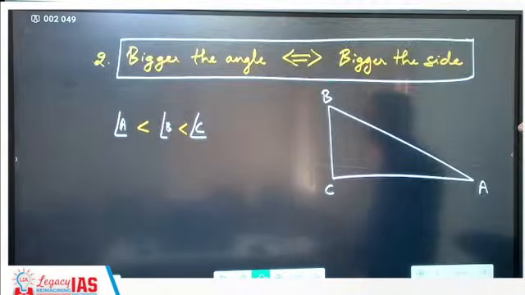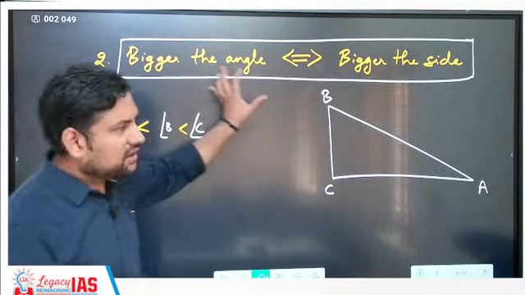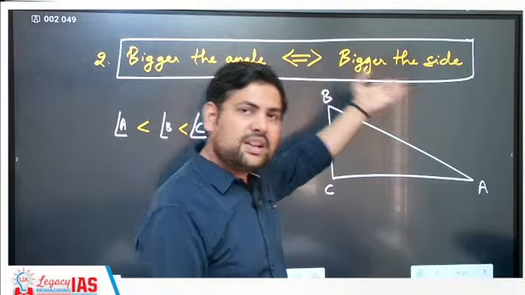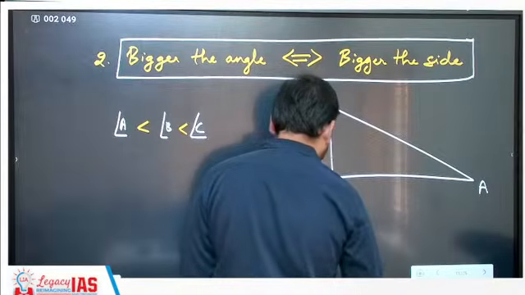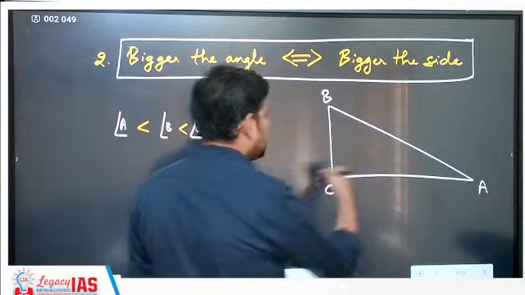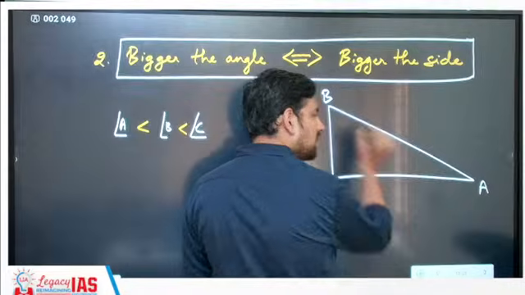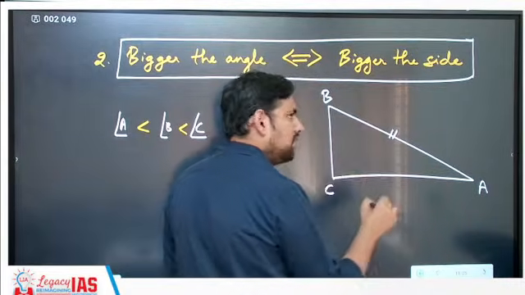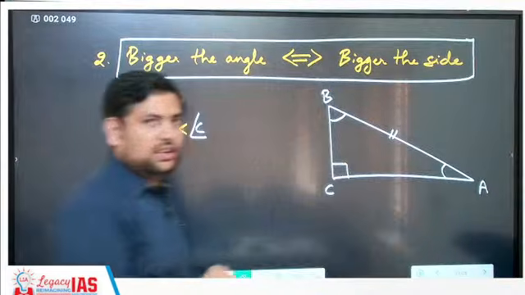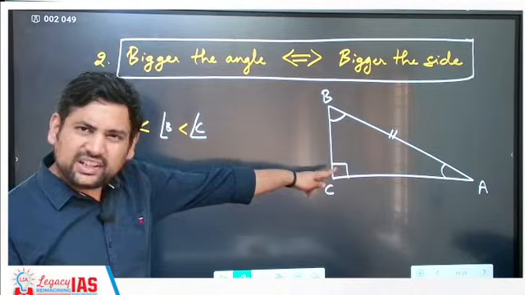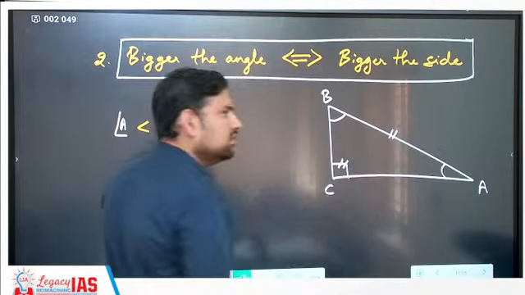Now, first is Pythagoras. Second is this concept that a bigger angle implies a bigger side, or a bigger side implies a bigger angle. See, for an example, see this. Which side seems the largest or longest to you? Very clearly, AB seems the longest. Correct? Can you feel it? Then, if you look at the angles, which do you feel is the biggest? Very clearly, 90 feels the biggest. Correct?